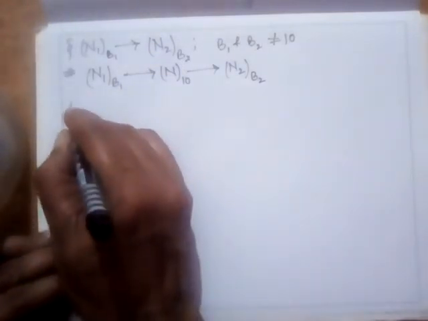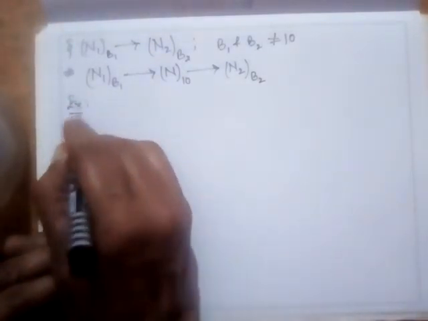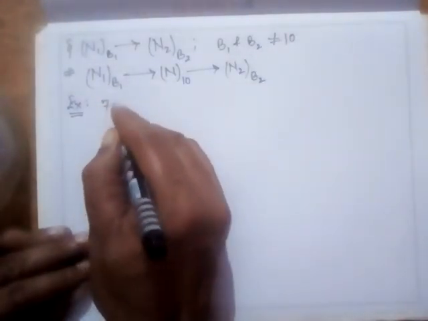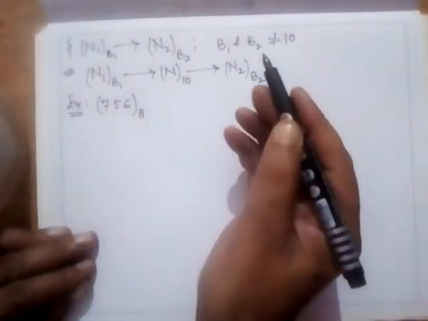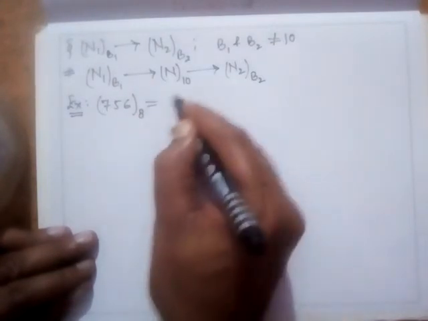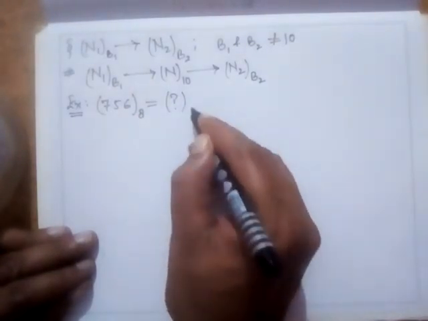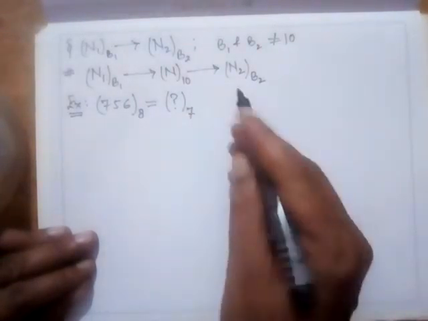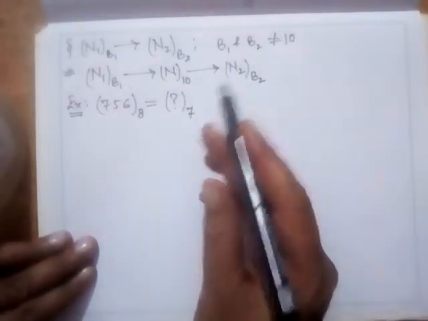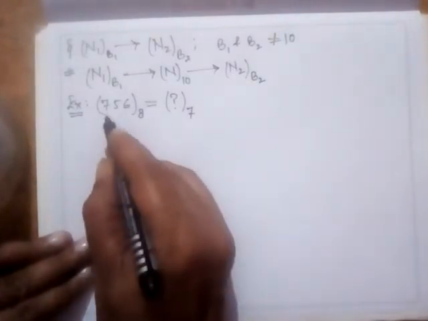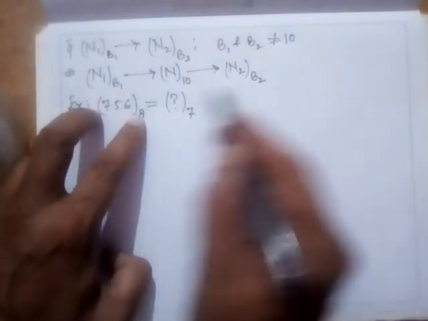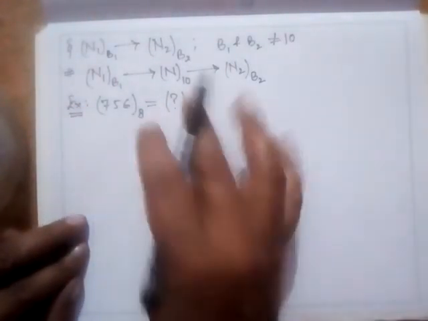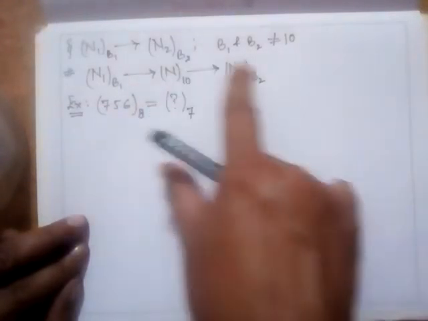Let's take an example. Suppose you have the number 756 and it's an octal number, base 8. Convert this: what is the corresponding number in base 7? Suppose I define another number system, base 7, where you have digits from 0 to 6. So first I convert 756 base 8 into base 10, and whatever I obtain, I convert that base 10 number into base 7.